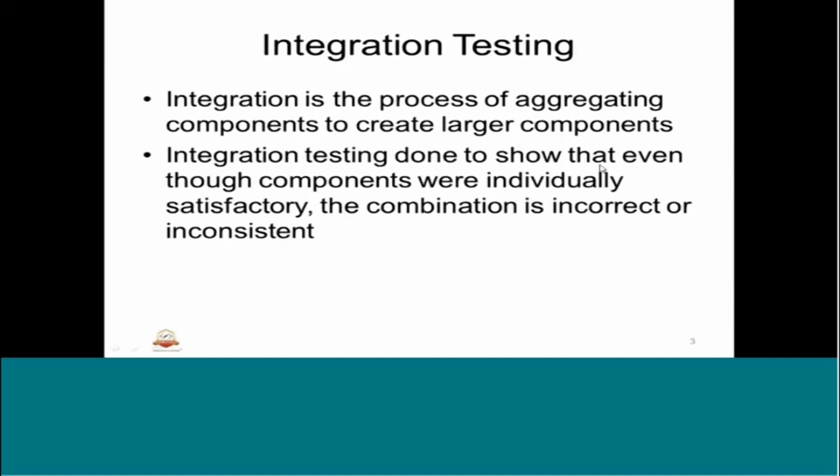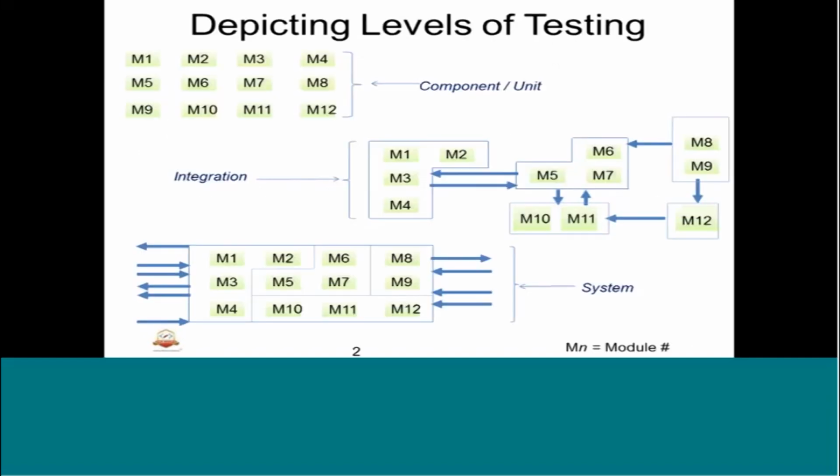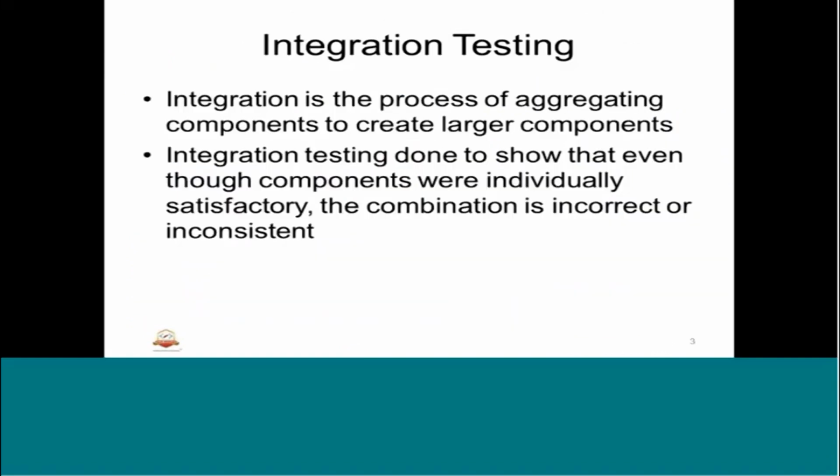Integration testing is done to show that even though components are individually satisfactory, the combination is incorrect or inconsistent. The tester's goal is to make sure that it is fine, and also to make sure whether there are errors or issues with certain types of inputs when they are combined with each other. It is not enough to satisfy individual components like M1, M2, M3, M6. They may work fine individually, but when they integrate with each other, what is the behavior? That is what the tester is going to test.